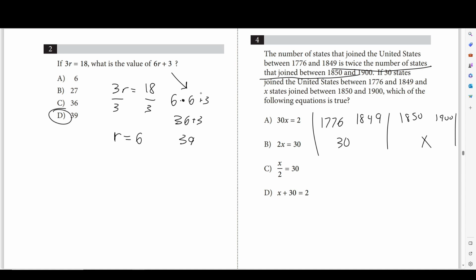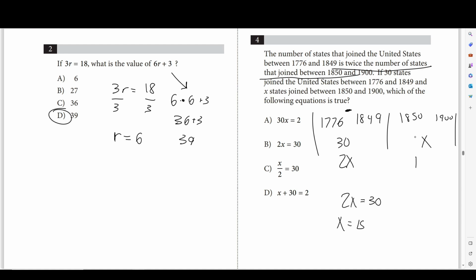So before I do anything, I know that the amount of states in this time period, between 1776 and 1849, is twice the amount in 1850 and 1900. So if this is double this, and this is x, this is the same thing as saying 2x. If x represents the states that joined in 1850, and the states that joined in 1776 is twice that, that's just 2 times x, obviously. And here, I know that 30 states joined in 1776 to 1849, so I have 2x is equal to 30, right? So x is 15.